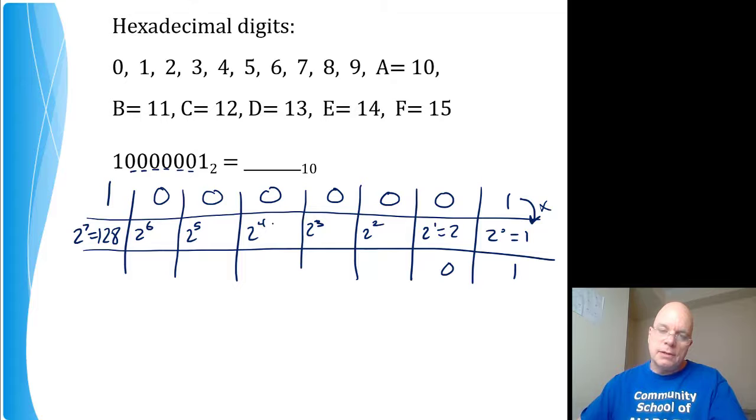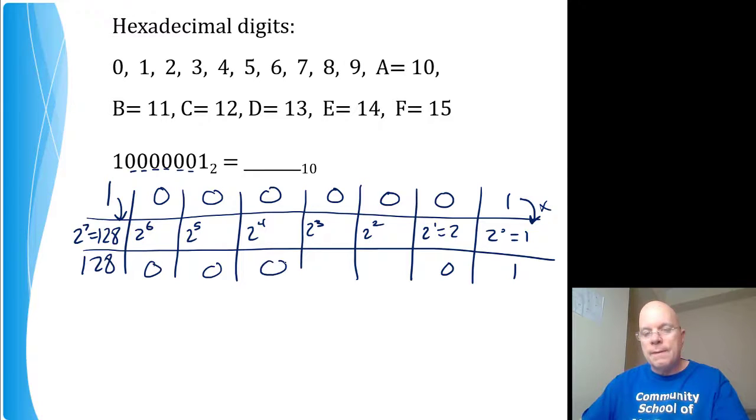0, 1, 2, 3, 4, 5, 6, 7. That makes sense because 8 bits and 0 through 7 will be 8. Okay, so I have 128. That's 128. So I have 128 and 0 and 0 and 0. These are all zeros. 128 plus 1. So this is 129.